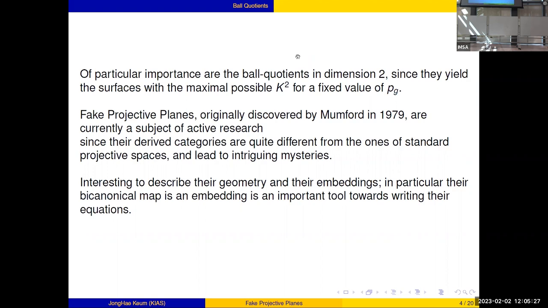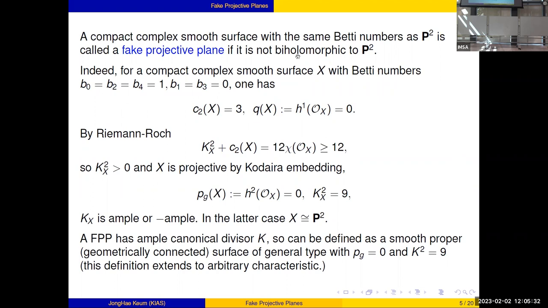Let me start with the classification point of view. A compact complex smooth surface with the same Betti numbers as P2 is called a fake projective plane if it is not biholomorphic to P2. Indeed, for a compact complex smooth surface X with Betti numbers, second Betti number 1 and fourth Betti number 0, probably this is the minimum possible. Then you can think of the other minimum possible, second Betti number 0 and first Betti number 1, which is a Hopf surface. A Hopf surface is not algebraic and not even Kähler.